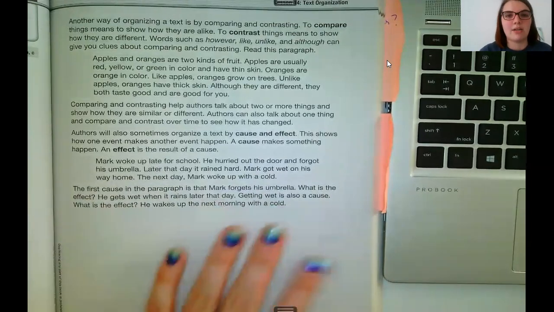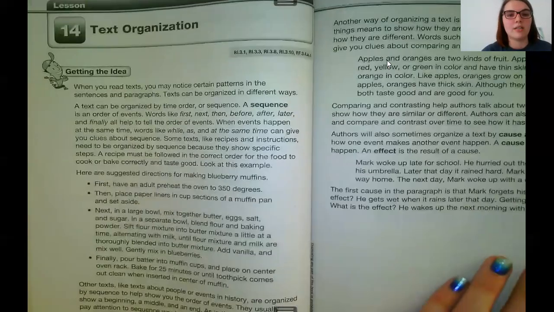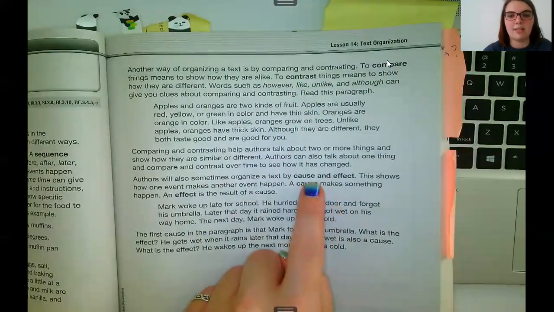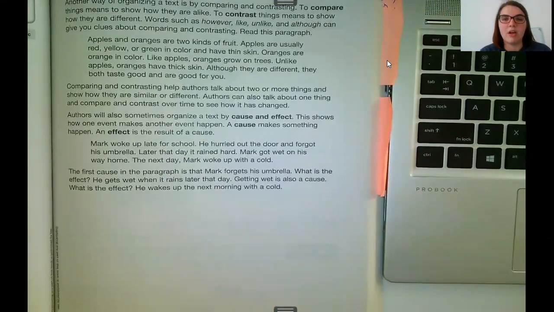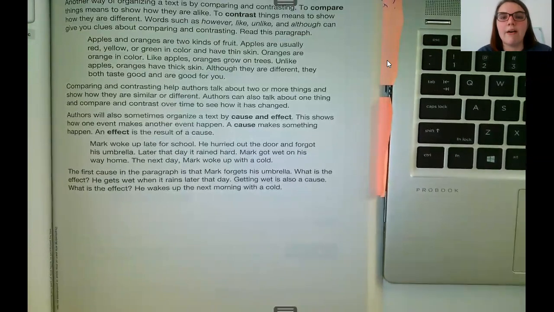So the three main text structures that we've learned are sequence, compare and contrast, and cause and effect. These three text structures are the main text structures found in nonfiction, and knowing them and distinguishing them can help you understand how events, ideas, or steps are connected in a text.